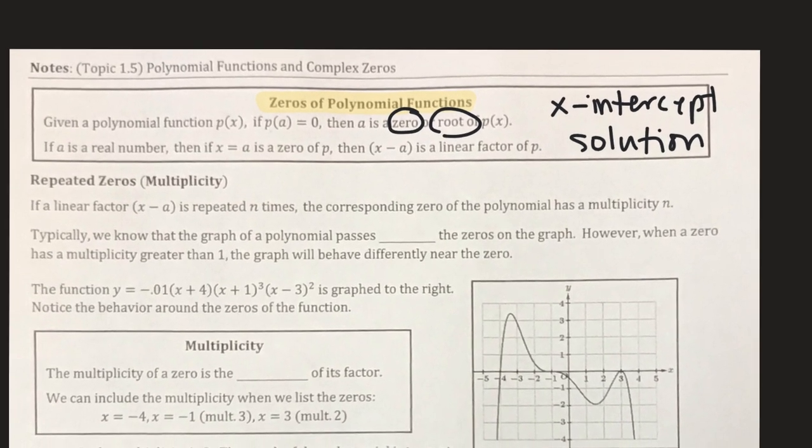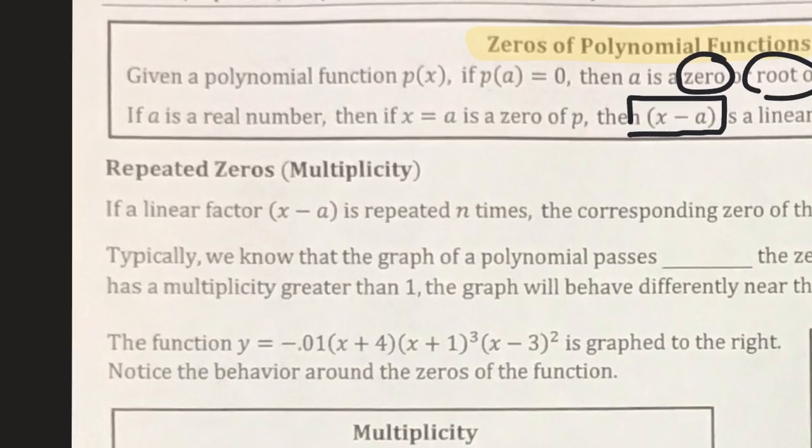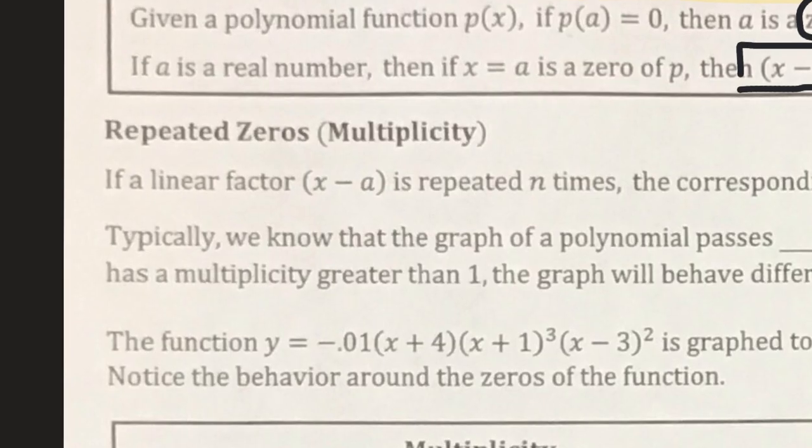So if we have it in factored form, where we have linear factors, meaning we can multiply these things together, then we can look for what we call a multiplicity of the zero. It's multiplicity. Are there multiple of the same answers?